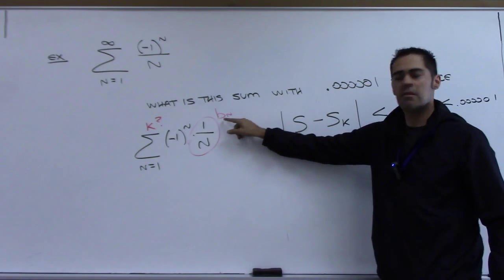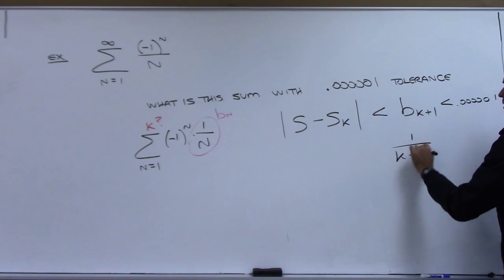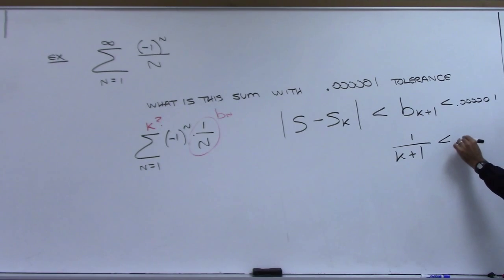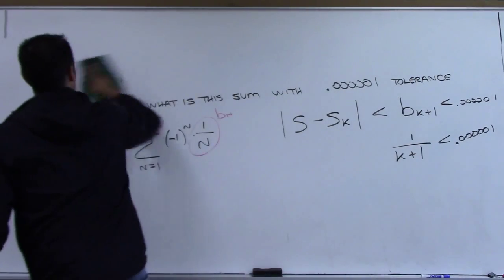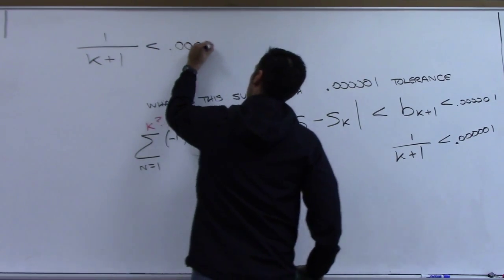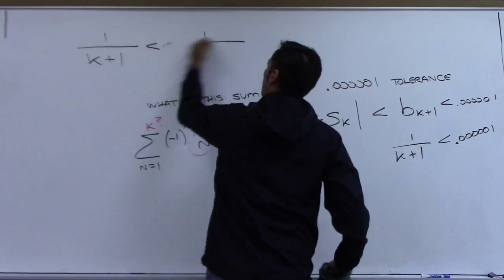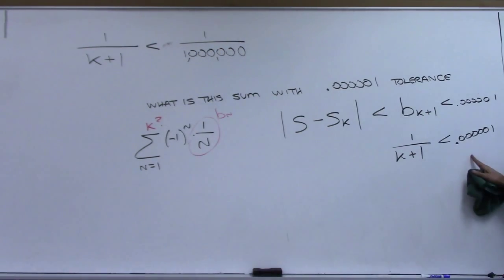So everyone tell me what b sub k is right now. This is b sub n. What's b sub k plus 1? 1 over k plus 1, right? I need 1 over k plus 1 to be less than 1 millionth. That's what I need. So how big does k need to be? I need 1 over k plus 1 to be less than 0.0000. Well, let's do it this way. 1 over a million. That's what the right side is, right? That's what I need.